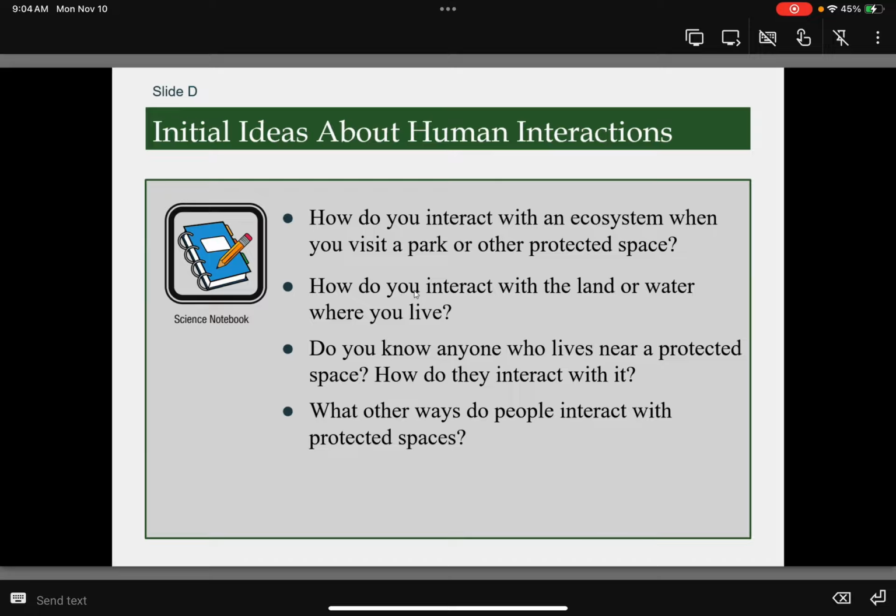Okay. What about how do you interact with land or water where you live? We farm. We swim in it. We fish in it. Farming, swimming, boating, so recreation. Okay. What else? Well, good work, guys.